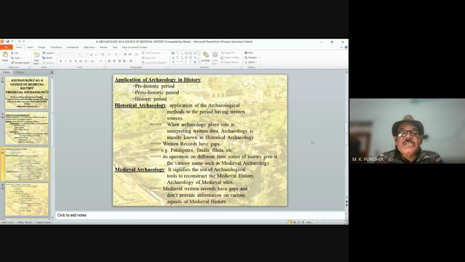And here, how do we use archaeology in the historical period? Archaeology here played a role especially in examining the written data. Whatever has been given in the written sources, it can be verified, it can be confirmed through the application of archaeology. You know, in historical archaeology, especially in the historical period where we have ample written records, these ample written records have gaps. Now you raise a question, what type of gaps do written records have? Like I would like to give you an example. Megasthenes told a lot about the ancient capital of Pataliputra.